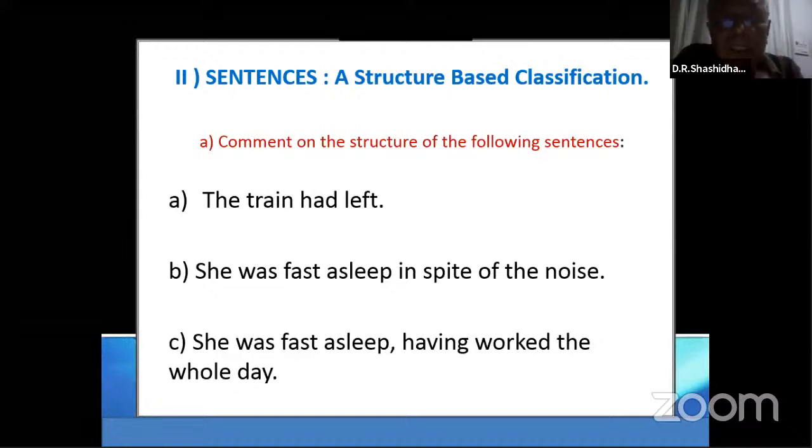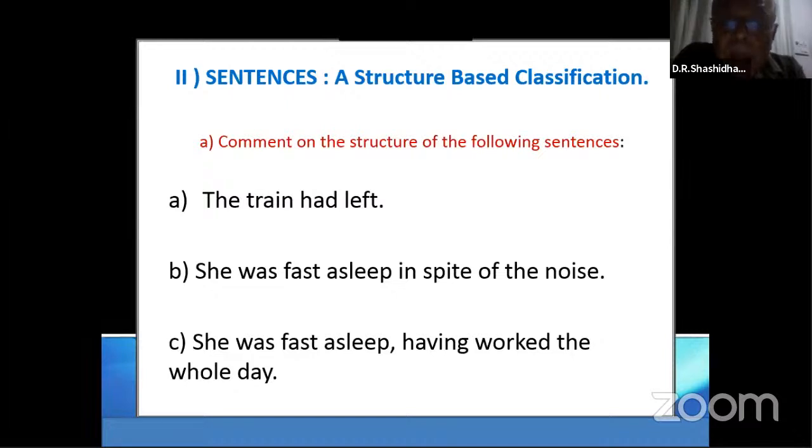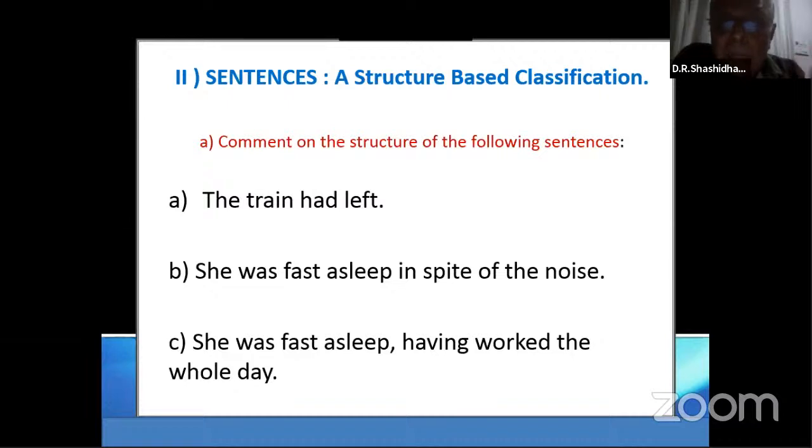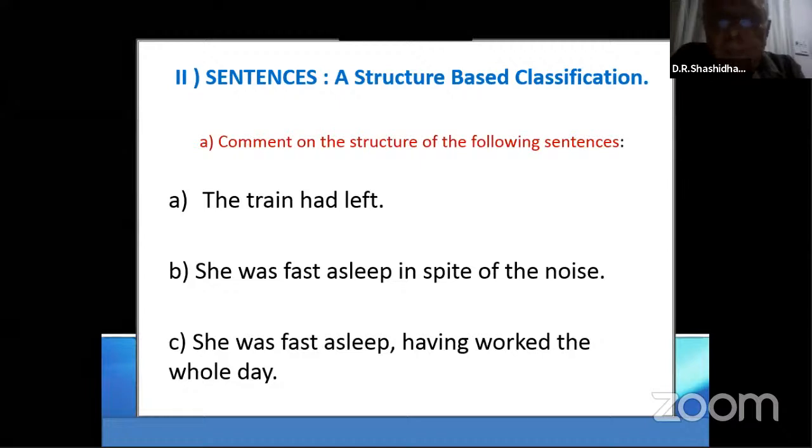But mind you here, had left. I would like to draw your attention to one important aspect here. Had left is the finite verb. When you have this main verb, left, leave, preceded by a helping verb, had, the helping verb becomes the finite verb. You get my point? Here in this particular sentence, the train had left, had is the finite. It is capable of giving you complete meaning on its own, though there isn't any object in it.